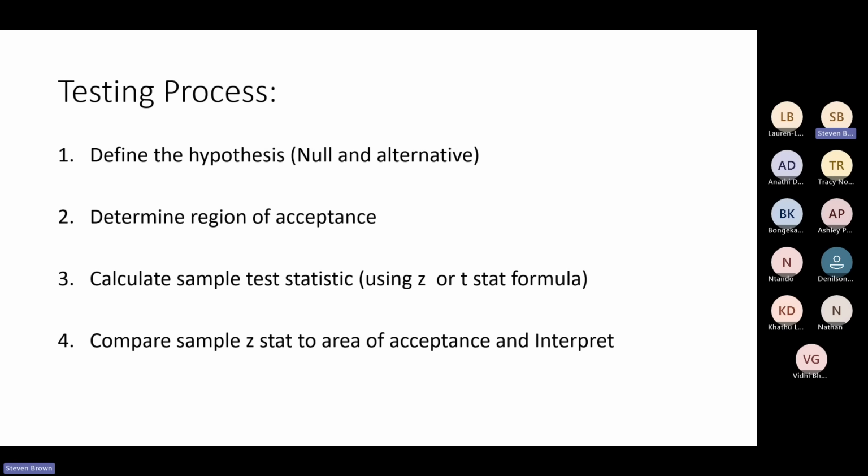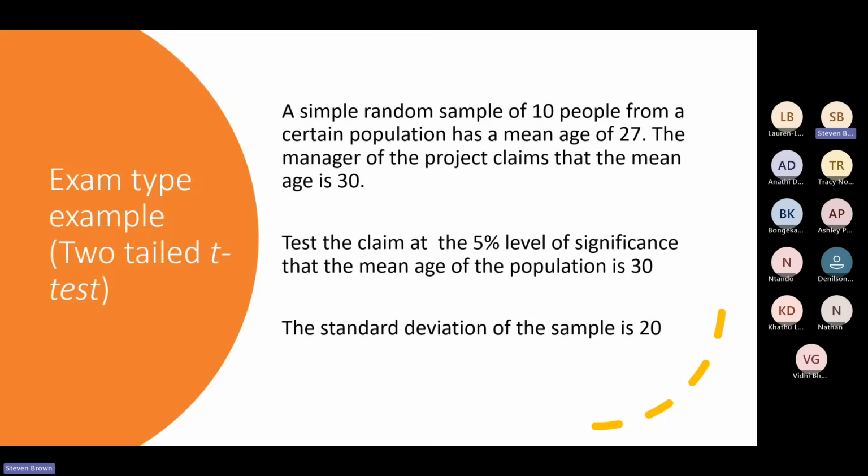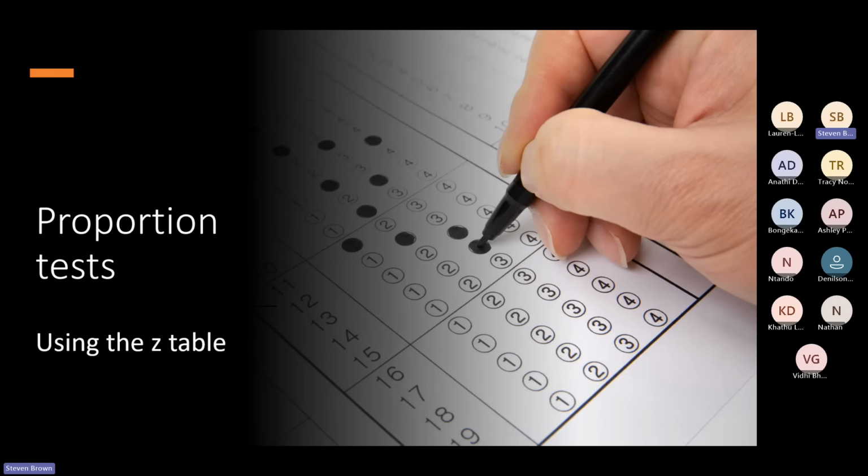What's the region of acceptance? That's the region within which the number from step 3 will either fall or not fall. If it falls between those two numbers, you accept the null. If it's on either side of them, you reject it. And then your step 4 is just telling everybody what you've just found.